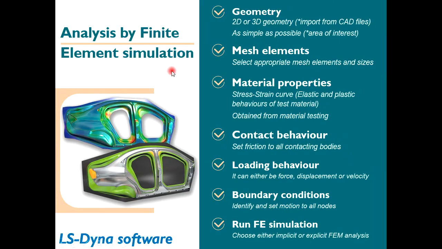Production tooling. So what we need to have here for finite element simulations, first is the geometry. Second, we need to create the mesh element for the geometry we created earlier, and then we proceed with the input parameters, first with the material properties, section, and if we need to apply hourglass, then we go to contact behavior, then loading behavior. It can be either force, displacement or velocity. Then boundary condition, so we need to define and set motion to all related parts that we investigated, and lastly run the finite element simulation, where we need to choose either implicit or explicit.